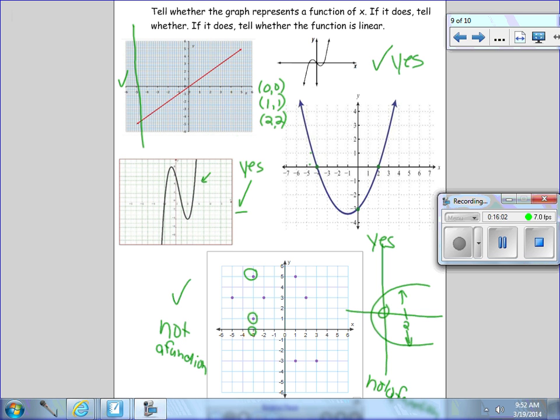Okay, to recap, for telling whether the graph represents a function or not, you need to be able to make sure that the line does not cross the x-axis more than once.